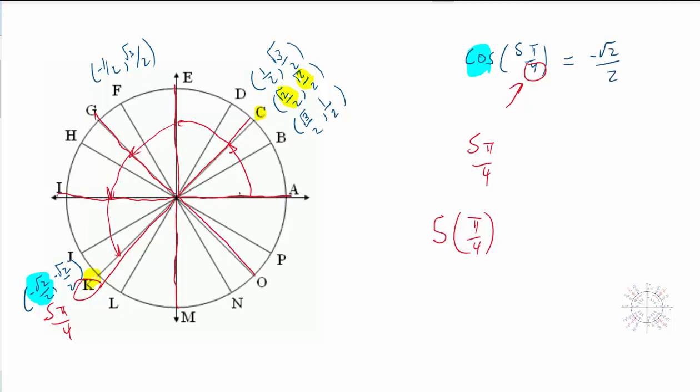So if you memorize these 3 points, or at least are able to visualize them in your head, this problem of evaluating cosine of 5 pi over 4 would be reduced to simply counting 5 rotations, moving 45 degrees or pi over 4 radians at a time.